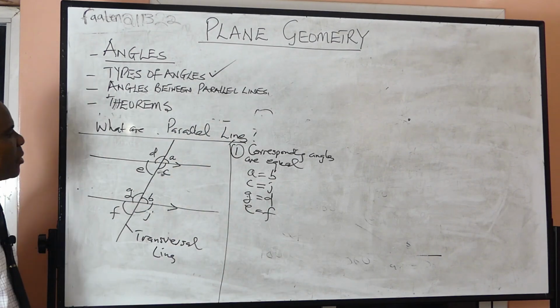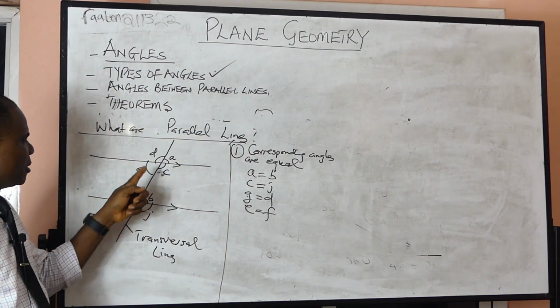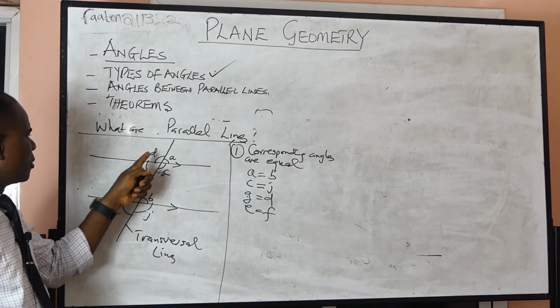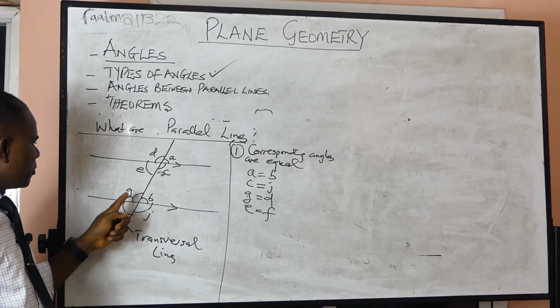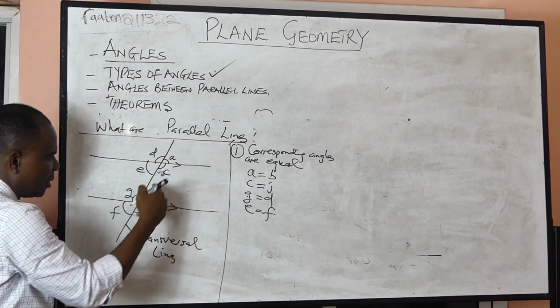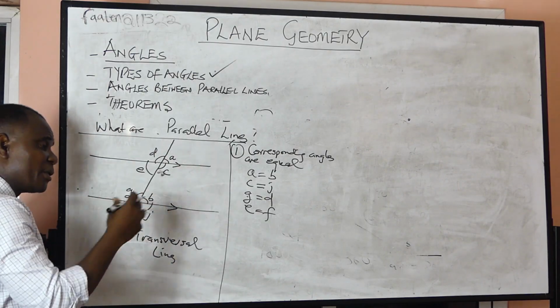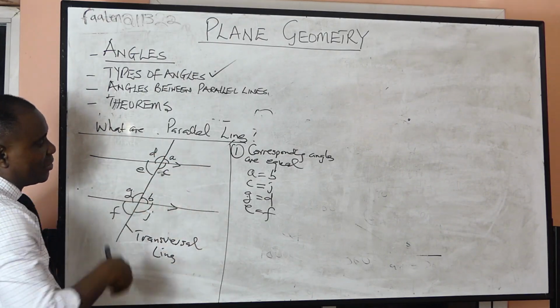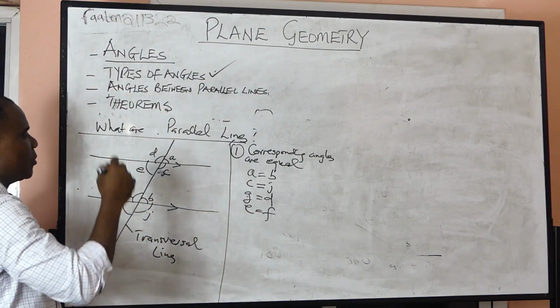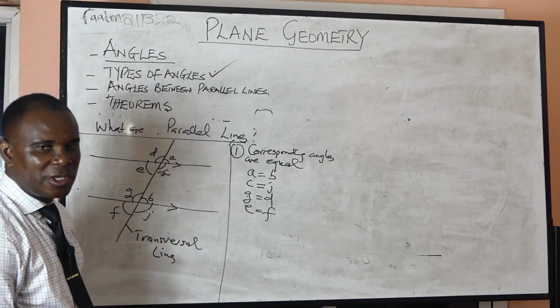So these angles correspond. This A corresponds to B, C corresponds to J, D corresponds to G, and E corresponds to F. In other words, if A is 60, this B must be 60. That is the relationship between the angles formed by the intersection of those lines there. First theorem is corresponding angles. You now know what corresponding angles are.